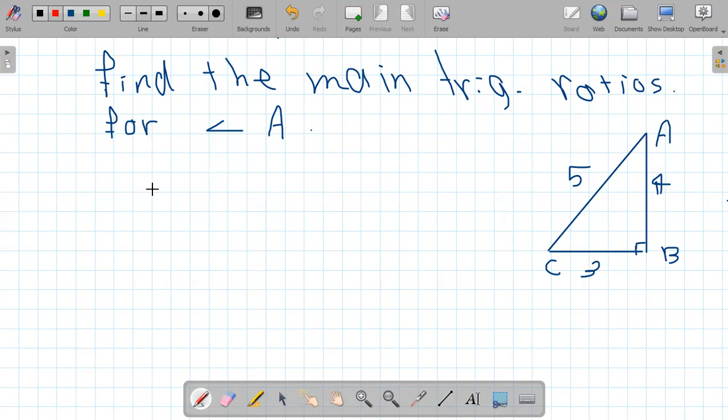What is the main trigonometrical ratio? First, sin A equals what? Opposite over hypotenuse. Equals CB over hypotenuse. By the numbers directly, 3 over 5. Excellent.